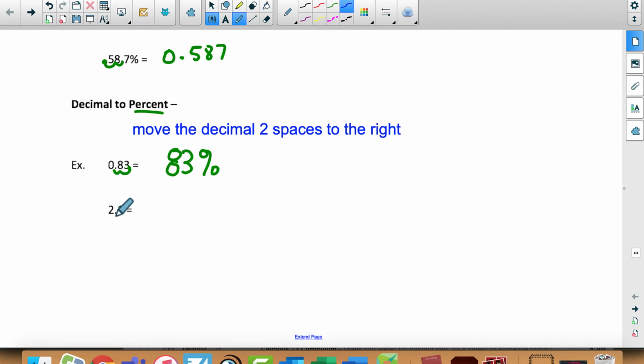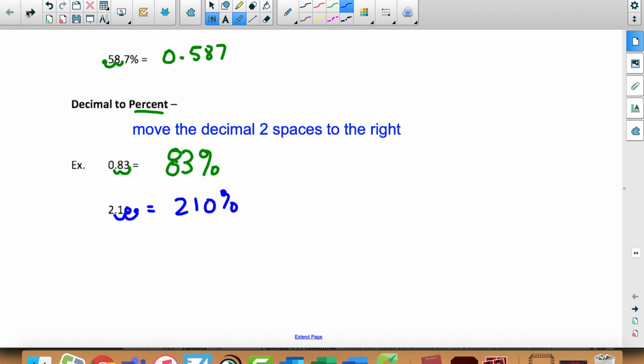2.1, we're going to move that decimal 2 spots. 1, 2. Here's the new decimal. Well, wait, I got a space right here. What goes in the space? A 0. So you have 210%. Yes, percents can be more than 100%. We'll talk about that in the classes ahead.